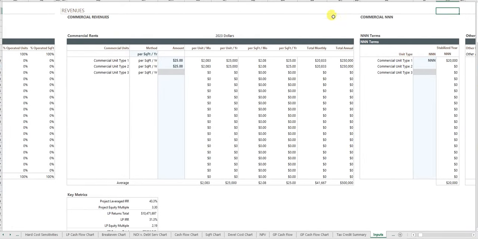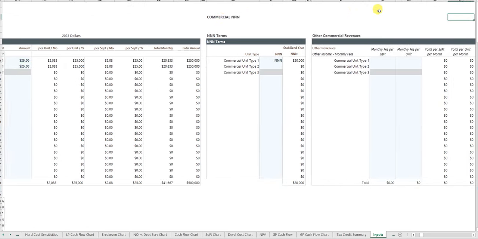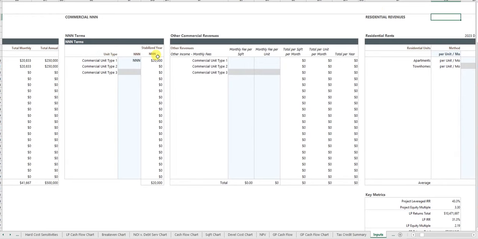On the revenues, you have options on how to tell the model your projections on revenues per square foot per year, per square foot per month, per unit per year, per unit per month. You have the same functionality on the residential side. On the triple net, though, you also have the option to indicate certain unit types are triple net or not. And you'll notice the grayed out cell. The grayed out is because these units are for sale, and so there is no triple net relevancy.